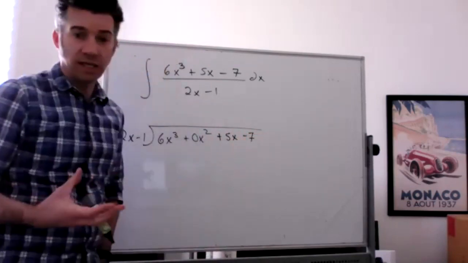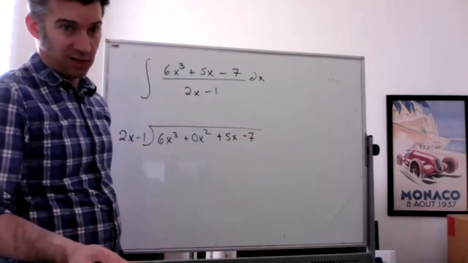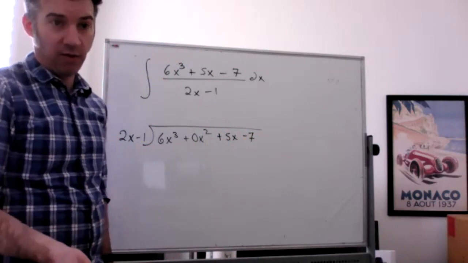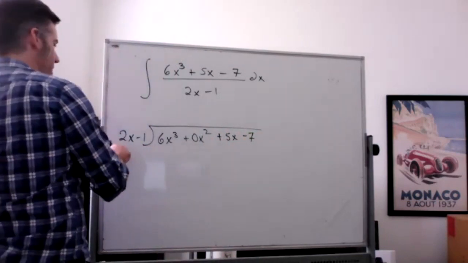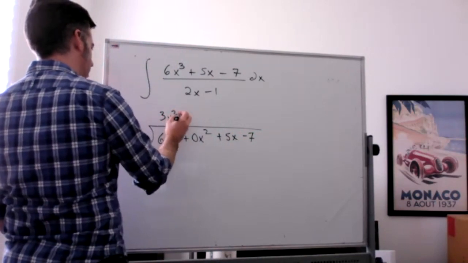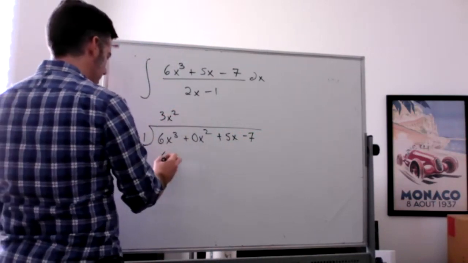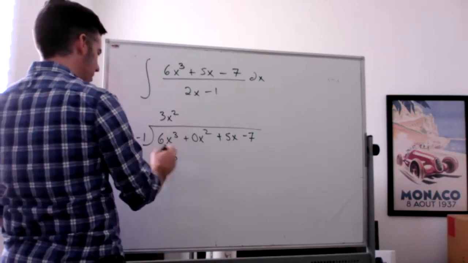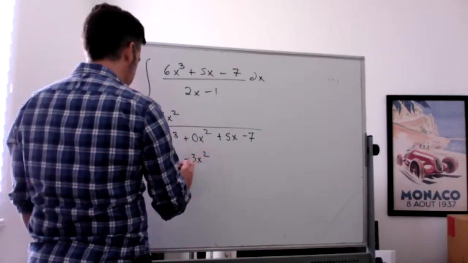So if you're ever missing any of the in-between powers of x, just write them in as 0 times x squared over that power. What do you multiply by 2x to get 6x cubed? It's going to be 3x squared. 3x squared times 2x is 6x cubed. 3x squared times minus 1 is minus 3x squared.